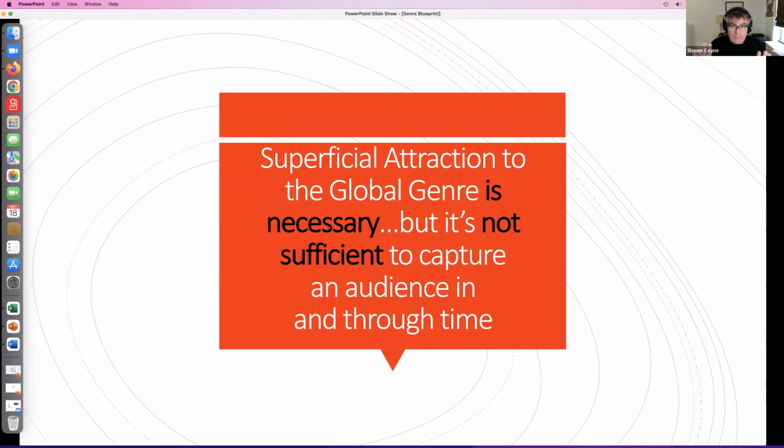So just to reiterate here, superficial attraction to the global genre is necessary to attract an audience. It's absolute. You need the coarse curb appeal, but it's not sufficient to capture an audience in and through time. It's not sufficient. You can't just deal with the global genre.